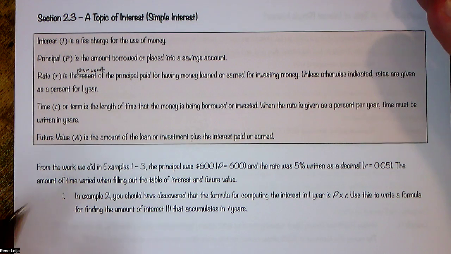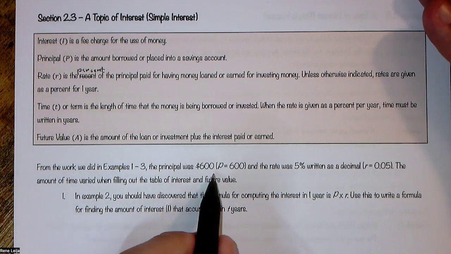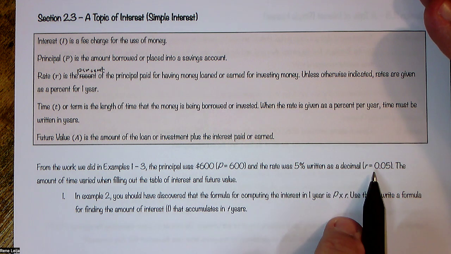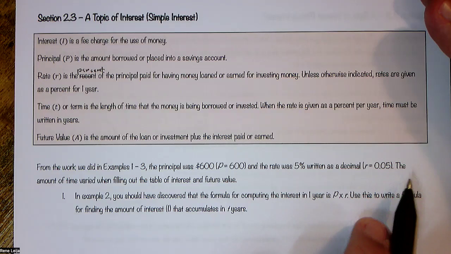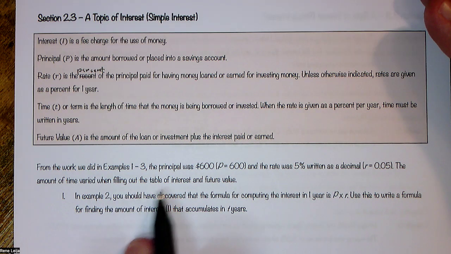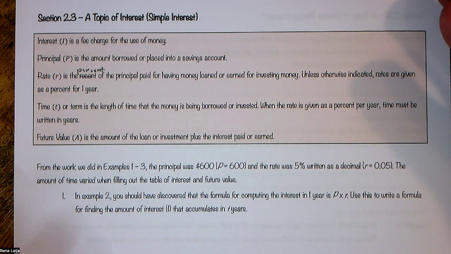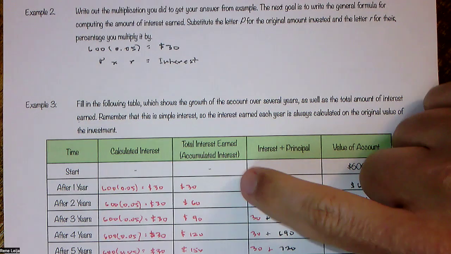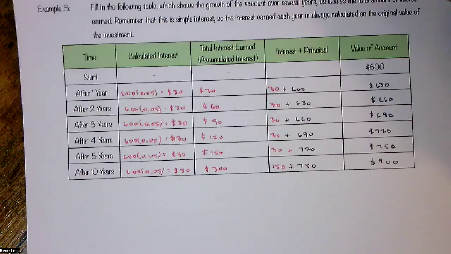All right. So now from the work we did in examples 1 through 3, the principal was $600, so P is 600, and the rate was 5%. Written as a decimal is going to be R equals 0.05. The amount of time varied when filling out the table of interest, and so did the future value. Okay, and again, you see that's exactly what happened. So the amount of interest that we earned varied depending on the year, and so did the value in your account.